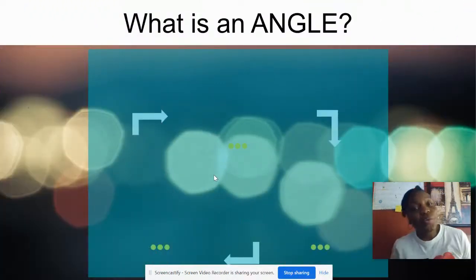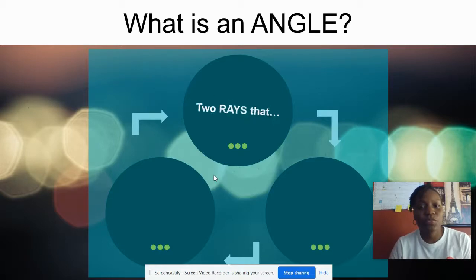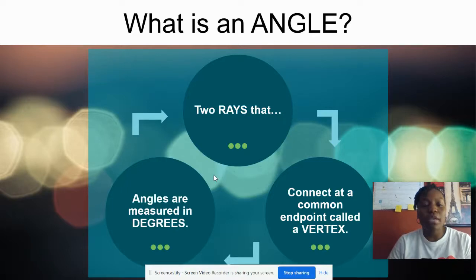First, let's talk about what is an angle. Well, there are three things that we need to know about what creates an angle. It's made of two rays. Remember rays that go in either direction. They connect at a common endpoint, also known as the vertex. So where the rays connect, that would be called the vertex. And angles are measured in what we call degrees, not like Celsius and Fahrenheit degrees like temperature, but another way of measuring. You have to use a protractor to be able to measure those.